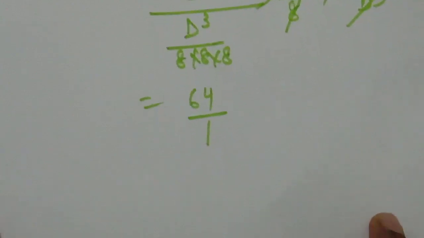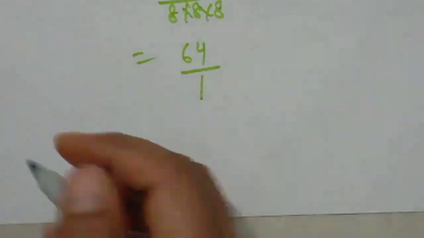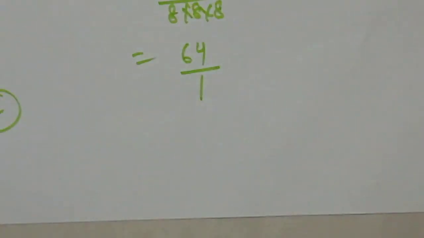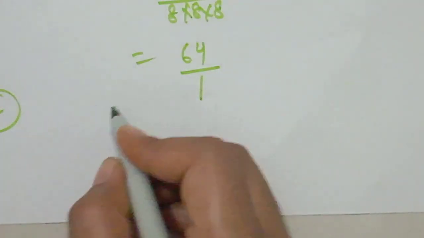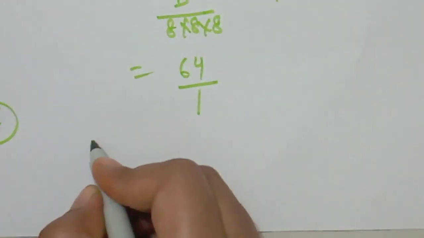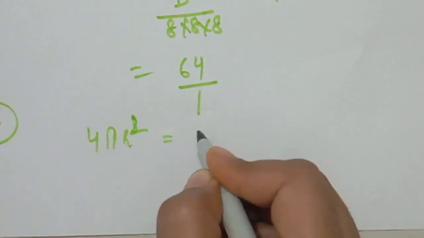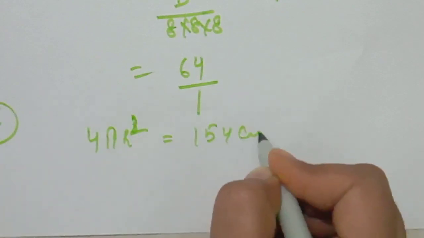Now question number 7. Question number 7 is also a very easy question. It says find the volume of a sphere whose surface area is given. So student, you have to do only one thing: the surface area of the sphere is 4 pi r square, which is already given as 154 centimeter square.